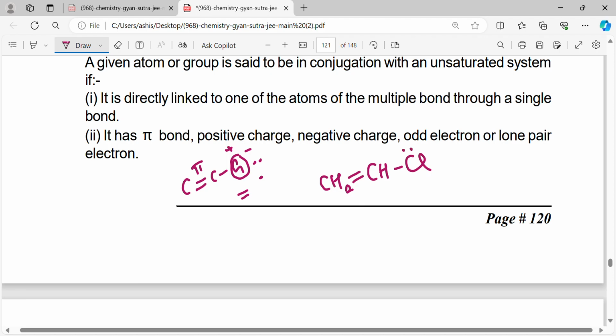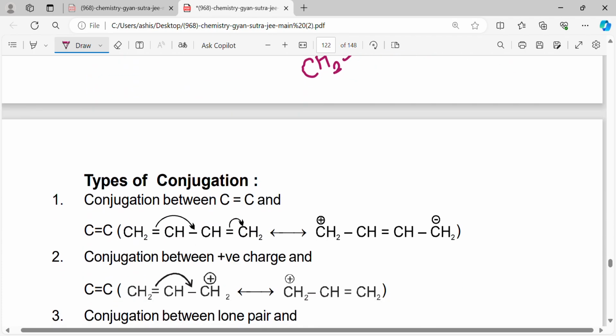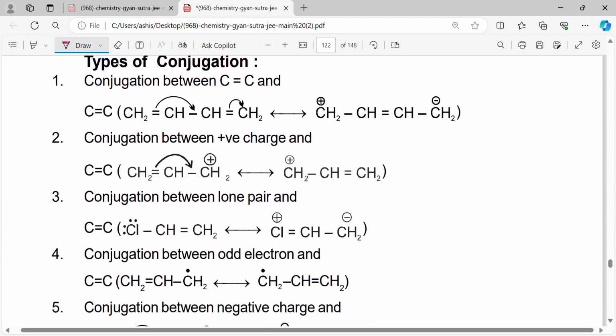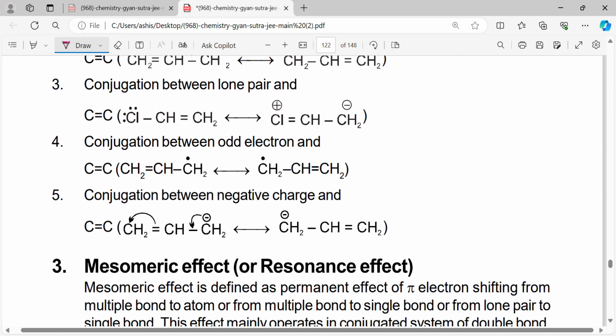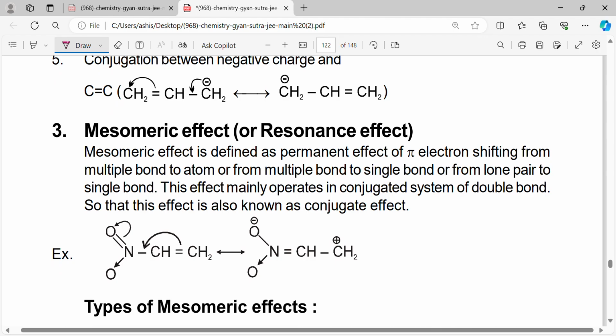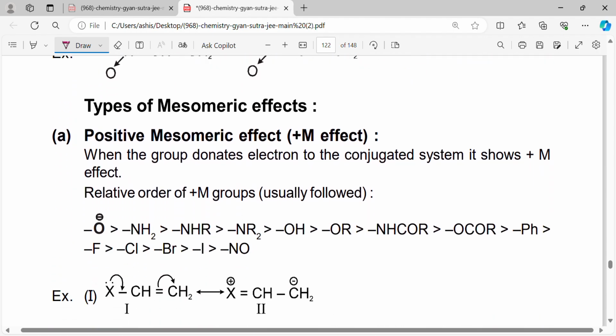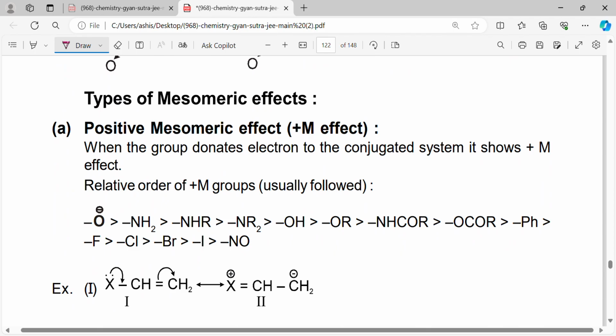Suppose I am writing CH2 double bond CH and Cl. Here the group is Cl and there is a pi lone pair conjugation. Suppose I am writing CH2 double bond CH CH2 positive. So there is pi positive charge conjugation. So the types of conjugation are pi conjugation, pi positive charge, pi lone pair, pi odd electron, and pi negative charge conjugation.